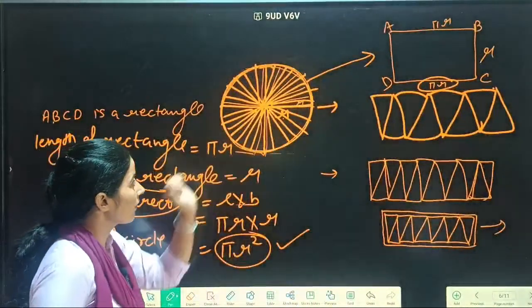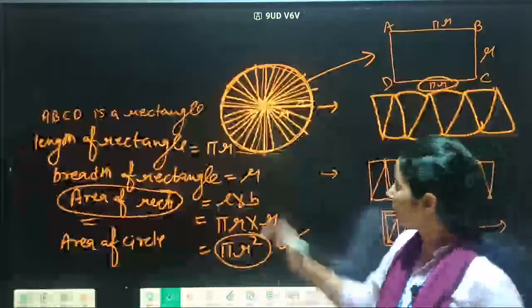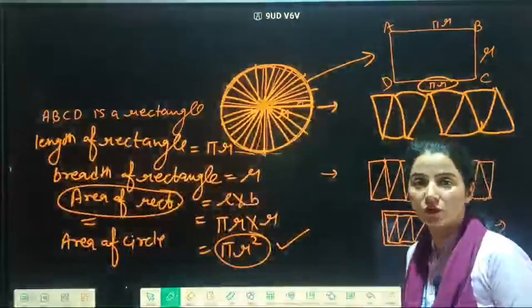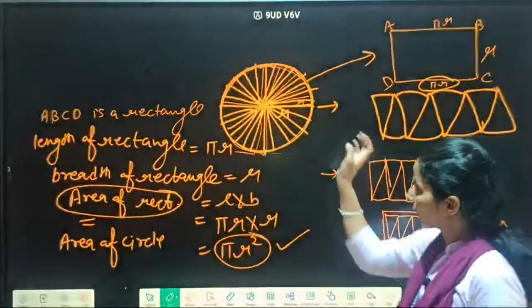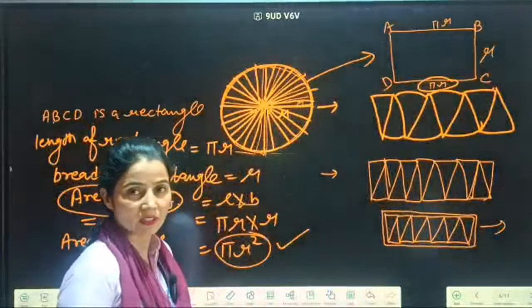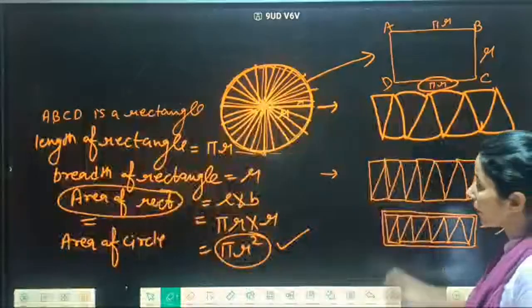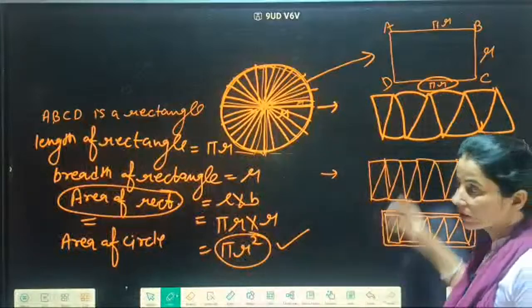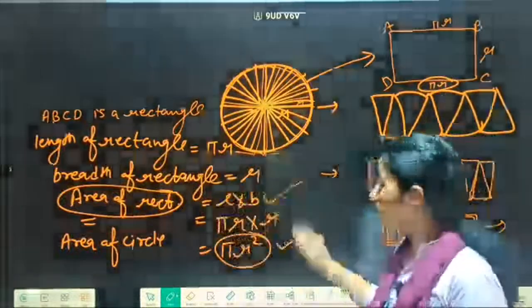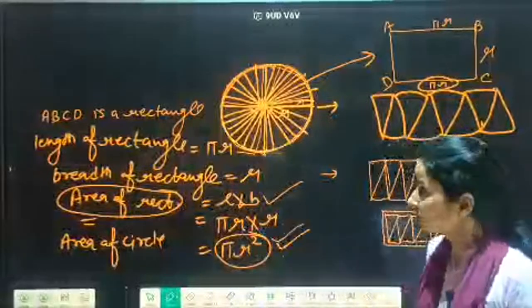Simply you have to divide your circle into small parts. Those small parts are called sectors. You arrange these sectors some upward and some downward. After arranging this, keep dividing your circle into more and more fine sectors, and then arrange. After arrangement, finally you will get one rectangle, a rectangle with length pi r and breadth r. Then find the area of this rectangle. Area of rectangle is L into B, length into breadth, that is pi r into r. Answer is pi r square.